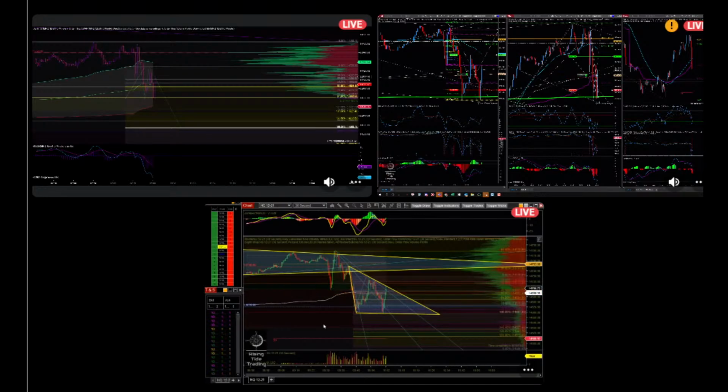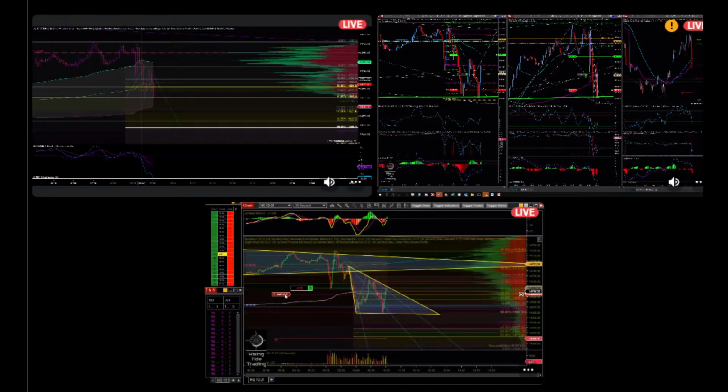Damn it. Ah, no, come on. If it breaks through, the symmetrical triangle is a symmetrical triangle. If it doesn't... damn it, I played this one wrong, completely wrong. Sorry, guys.